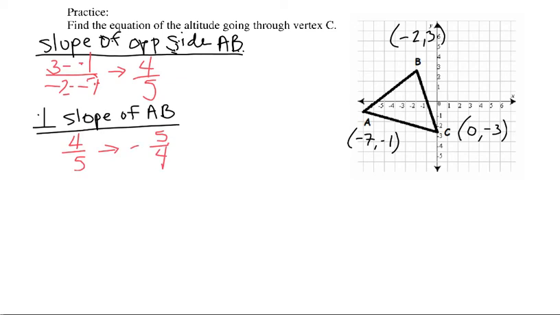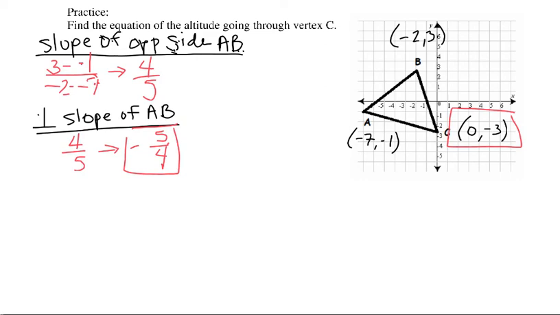All right, so because our y value is a -3, this should be a +3 in the equation. Our slope for the perpendicular slope is a negative 5 over 4, and then the x value is our 0. So this is what our equation should be for the altitude going through point C to the opposite side.